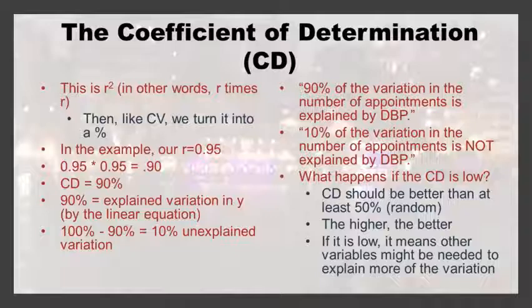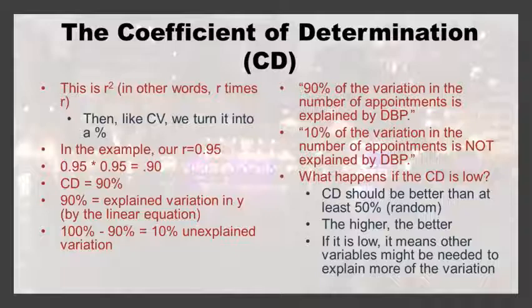Okay, so finally we get here. This is going to tell us whether or not we even need to worry about using this data for prediction, or if we should just chuck it or leave it alone or whatever we want to do with it. So let's dive right in. This is the coefficient of determination, or CD, and it's very, very helpful and super easy to calculate.